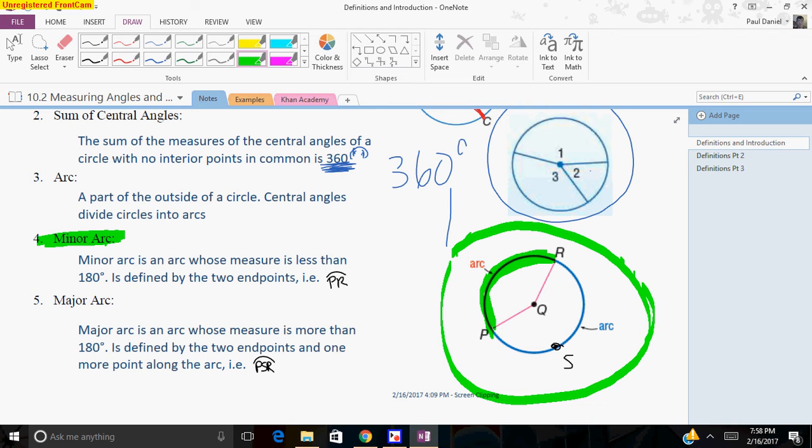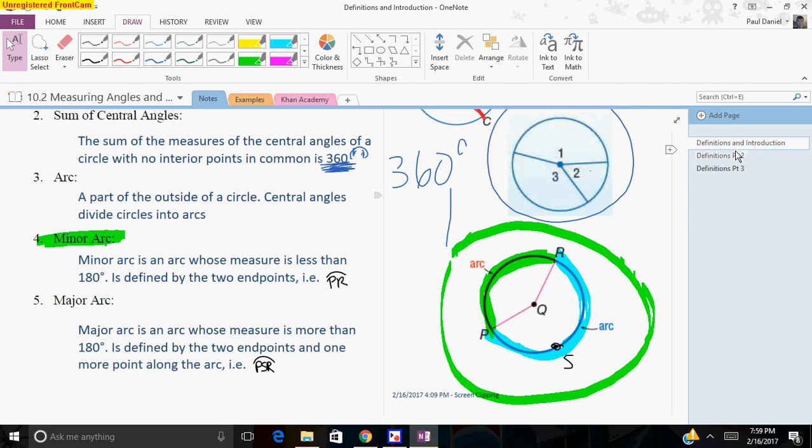A major arc is an arc whose measurement is more than 180 degrees. It's not just defined by the two endpoints, but we generally also find some interior point inside that arc. So this arc could be PSR. You could also define it as arc RSP. That's a major arc because it is larger than 180 degrees, bigger than half of a circle.